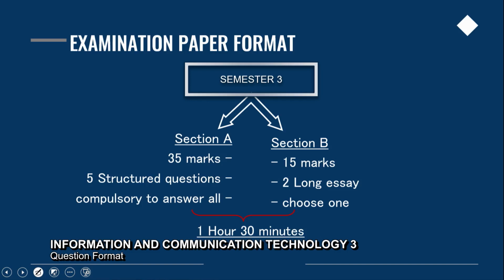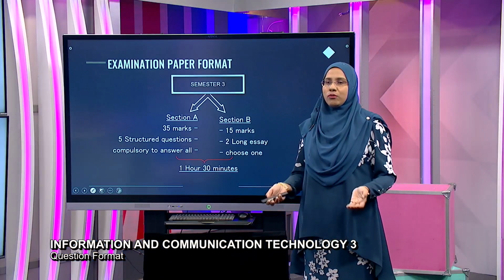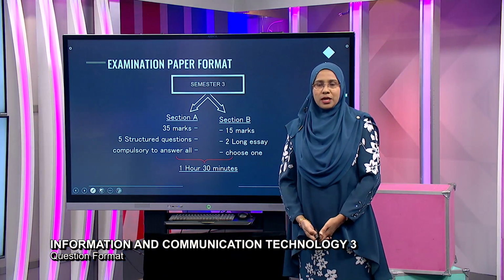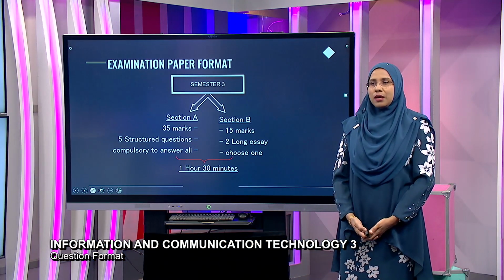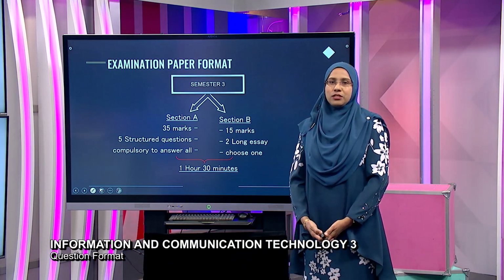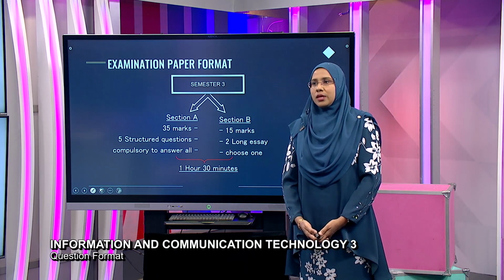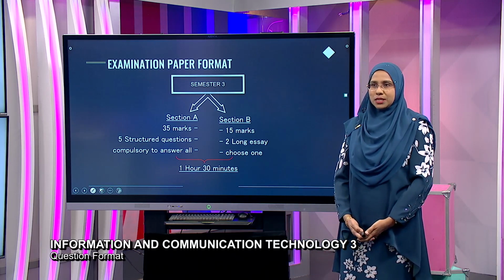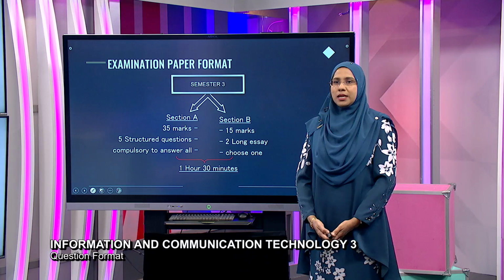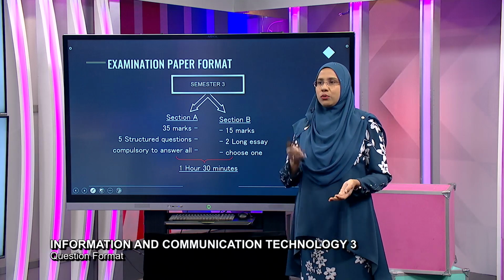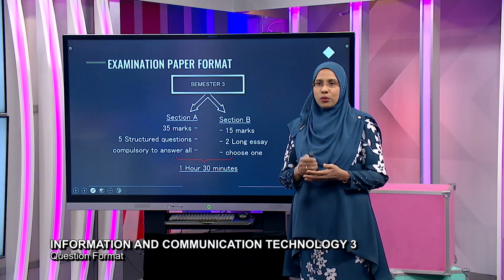For Section B, the marks allocated are 15 marks and we have 2 long essay questions, and you have to choose only one. So you have to make a wise choice before you answer the question. These 2 sections must be answered within 1 hour and 30 minutes. So don't waste time, because you only have to answer 6 questions.